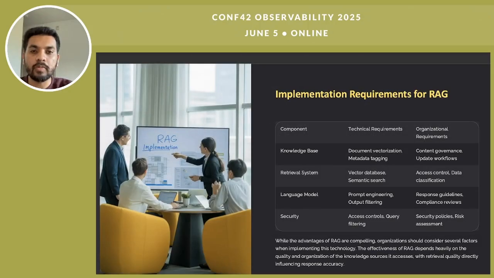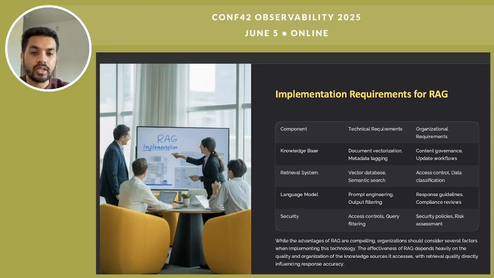So this is high level information about the technology stacks involved in each layer of a RAG-based chatbot. For the knowledge base, there should be proper document vectorization and metadata tagging for easy retrieval. The retrieval systems should be equipped with vector databases and semantic search for the models to easily select.